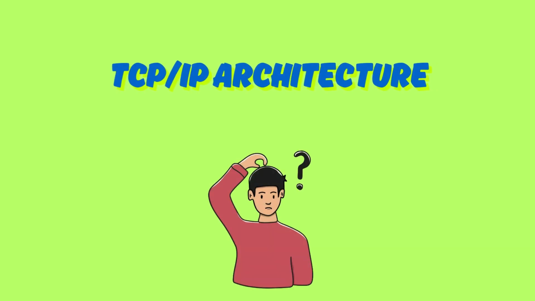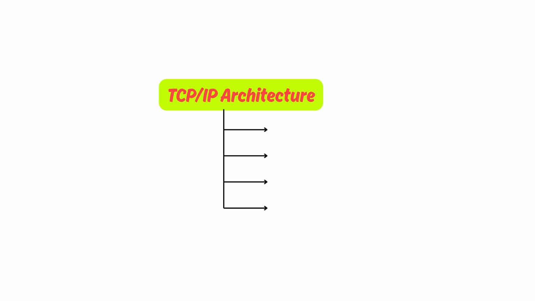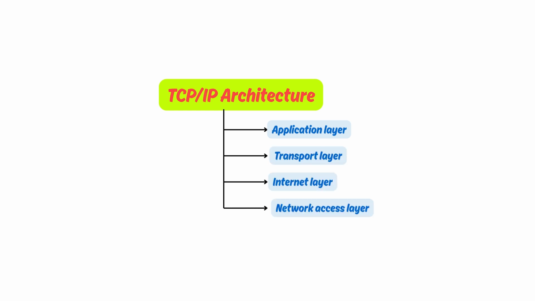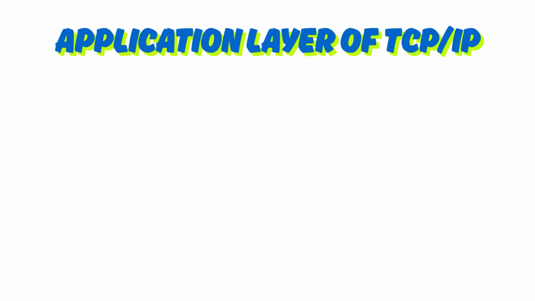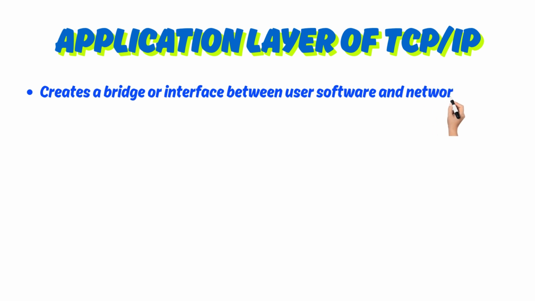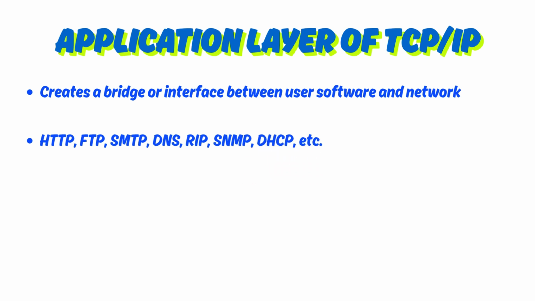The TCP/IP architecture can be divided into four different layers: application layer, transport layer, internet layer, and network access layer. So let's start from the application layer. This is the layer where users interact directly by using different services. The application layer of the TCP/IP protocol suite is responsible for creating a bridge or interface between the user and the network. The top protocols operating at this layer are HTTP, FTP, SMTP, DNS, RIP, SNMP, and so on.